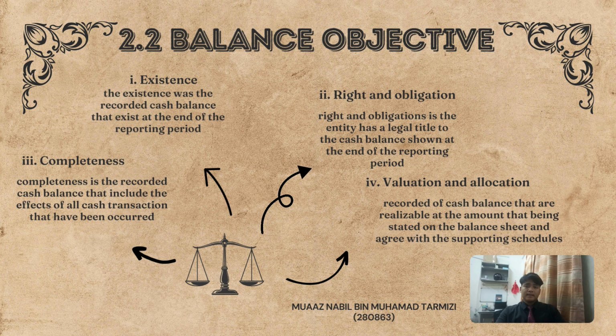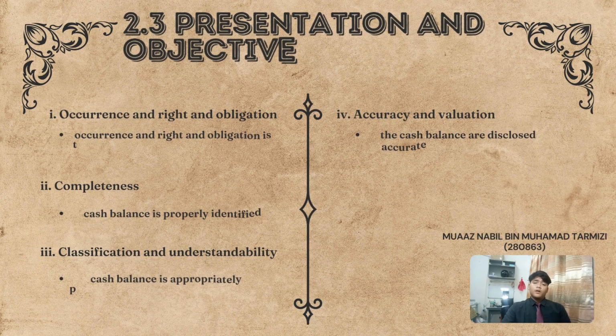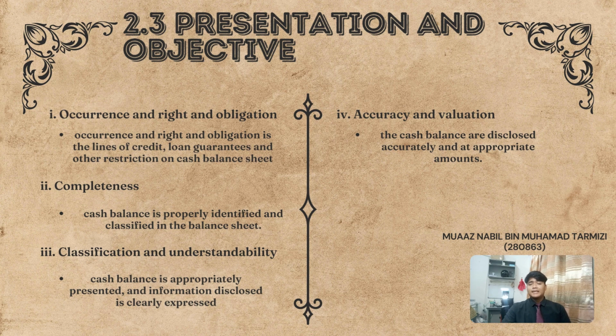Completeness is that the recorded cash balance includes the effect of all cash transactions that have occurred, and valuation and allocation is that the recorded cash balance is realizable at the amount stated on the balance sheet and agrees with the supporting schedule. Next is the presentation objective, which is the assertion that all appropriate information is included in the company statement, and all information presented in the financial statement is fair and easy to understand.